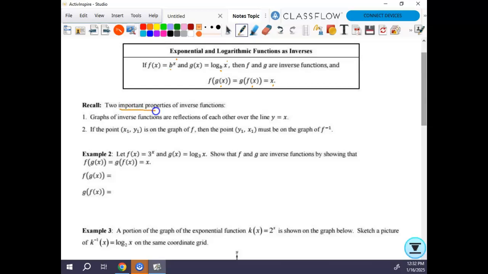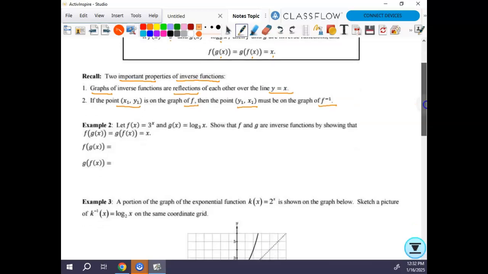Two important properties just in general of inverses is that graphs of the inverse functions are reflections over the line y equals x. That's your parent function for a line. Graphically, that's what's happening. Visually, that's what's happening. Also, if x1, y1 is on f, then y1, x1 is on f inverse, because that's how you do an inverse, right? Your x and your y's switch places. Okay.